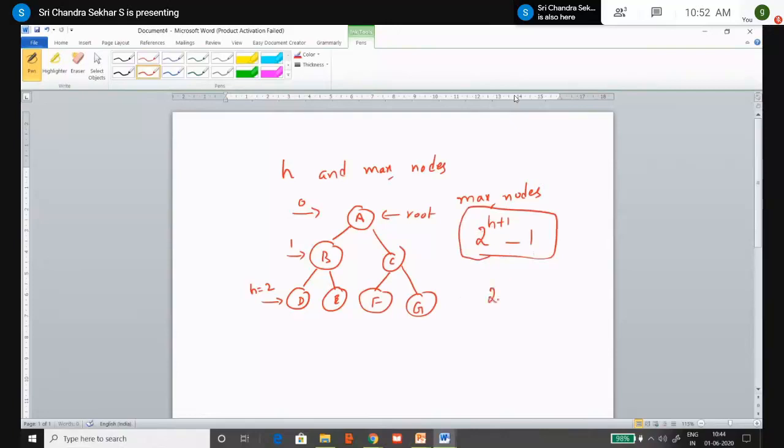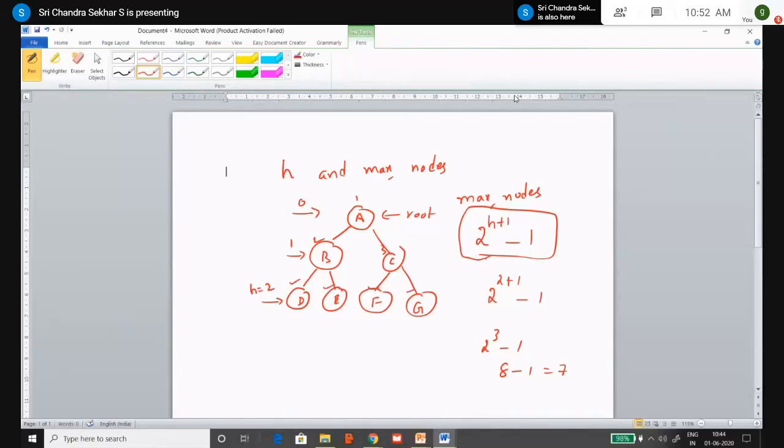Let me check, right? 2 power 2 plus 1 minus 1, that is 2 power 3 minus 1, that is 8 minus 1, that is equal to 7. Let me check whether it is satisfying or not. How many nodes are there? A is 1 node, 2, 3, 4, 5, 6 and 7. So it is satisfying the property, right? So we can conclude that this is satisfying the property.